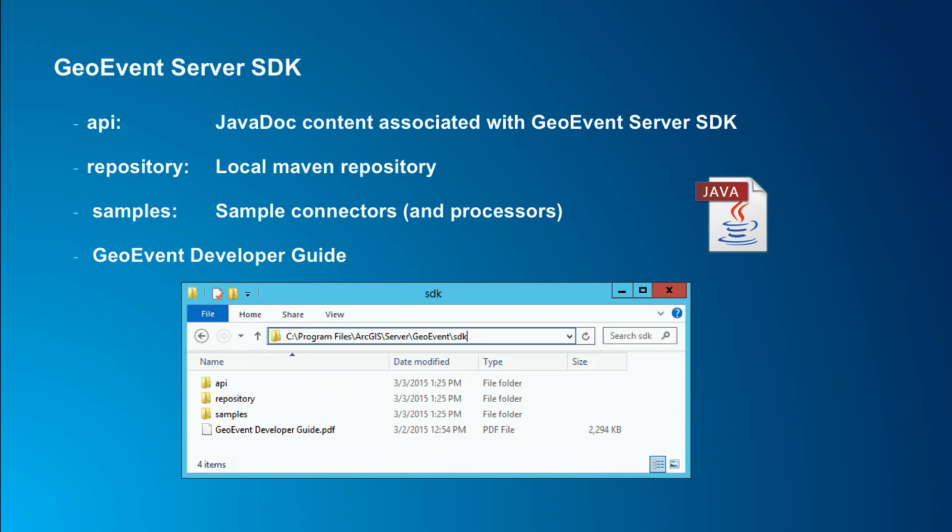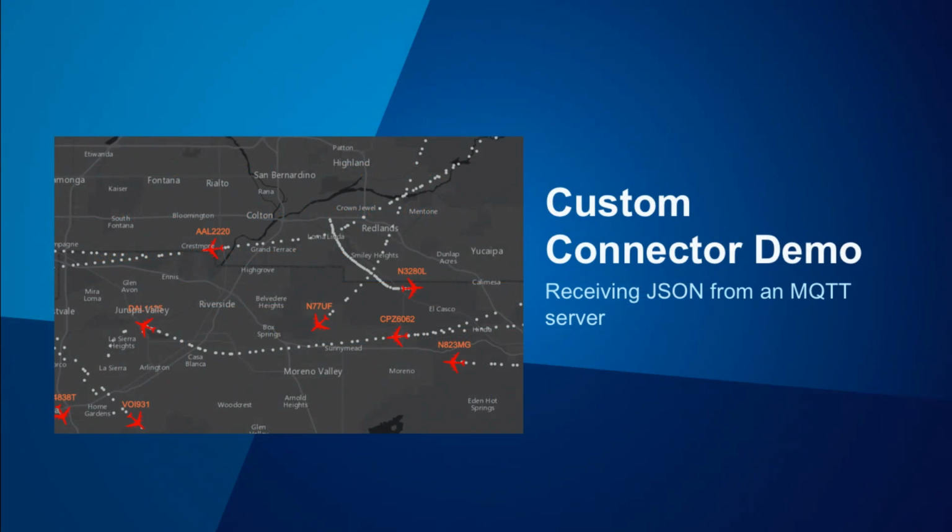Before you start working on your custom components, you should definitely read the developer guide and review all these sample projects. So now I'm going to show you an example of a custom input that received flight data in JSON format from an MQTT server. It then updates the two feature layers that represent the last position of a flight and its trail. I will use a web map to display the two feature layers and have them refresh every 6 seconds.